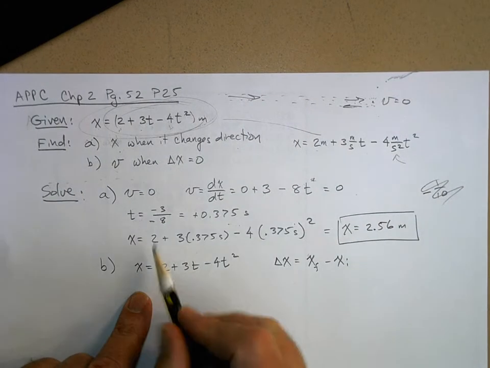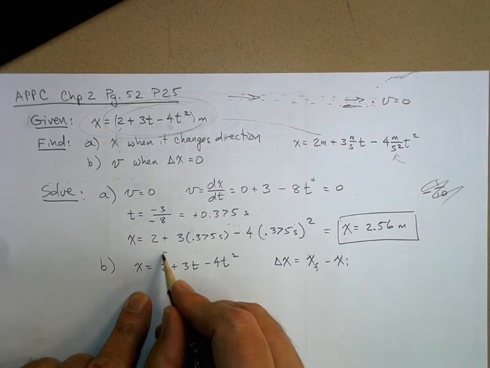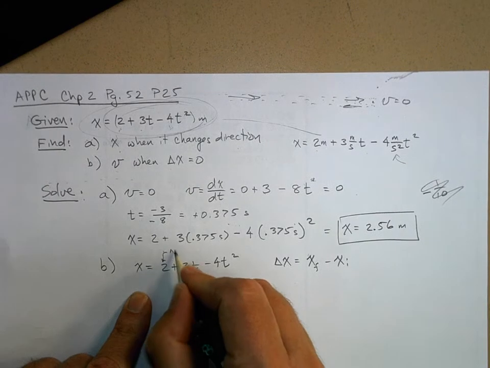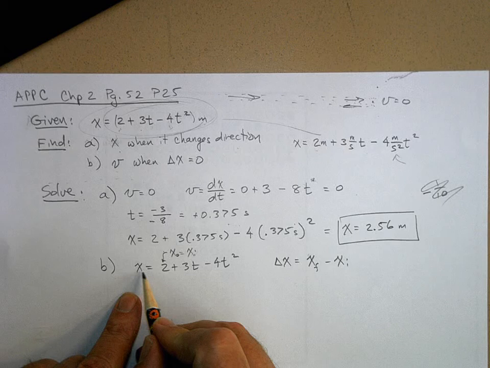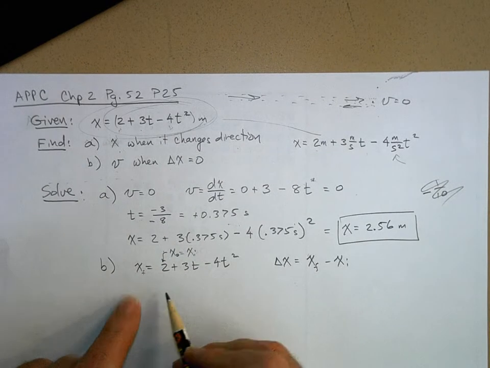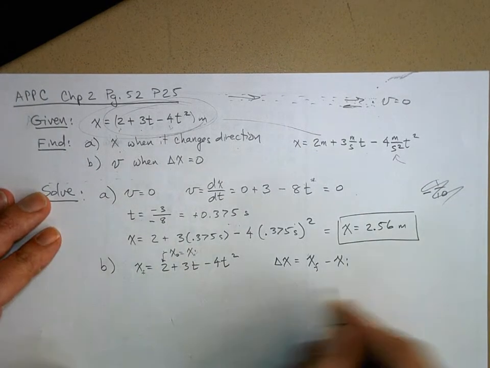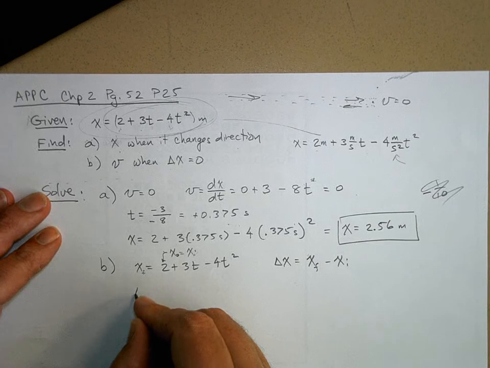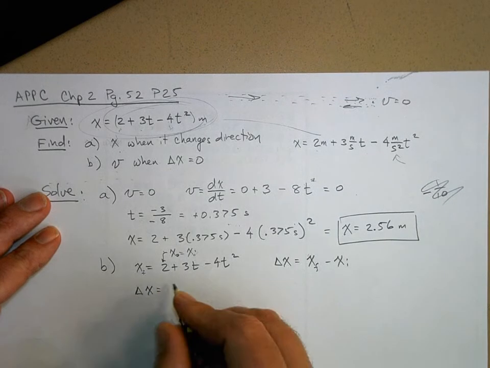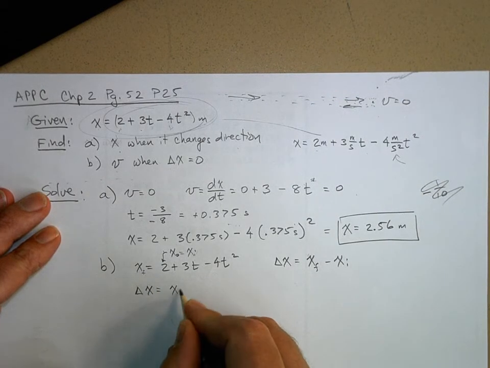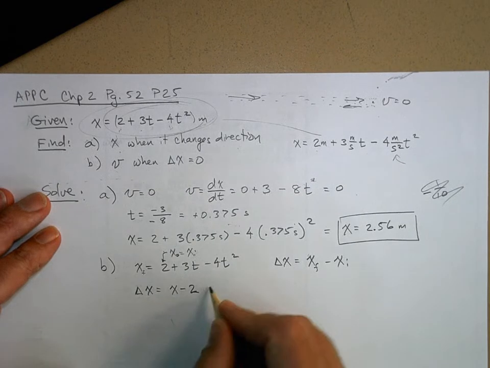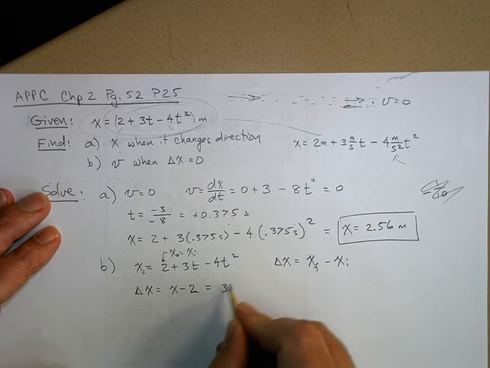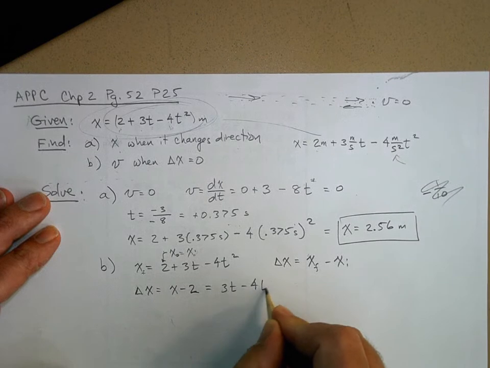Well, what is this right here? It doesn't really say. This is actually x naught, or x initial. And this is really x final here. So we need to subtract this to the other side. So I'm going to say that the delta x is equal to x minus 2, okay? And that's going to be equal to 3t minus 4t squared.